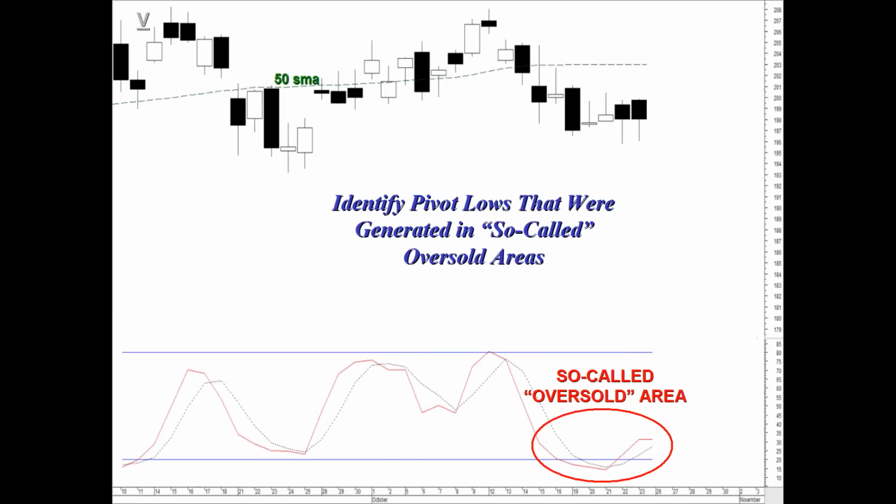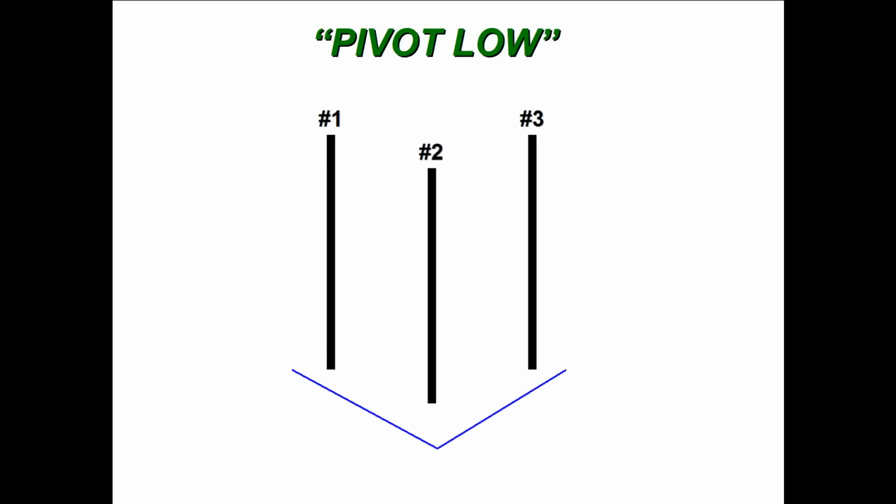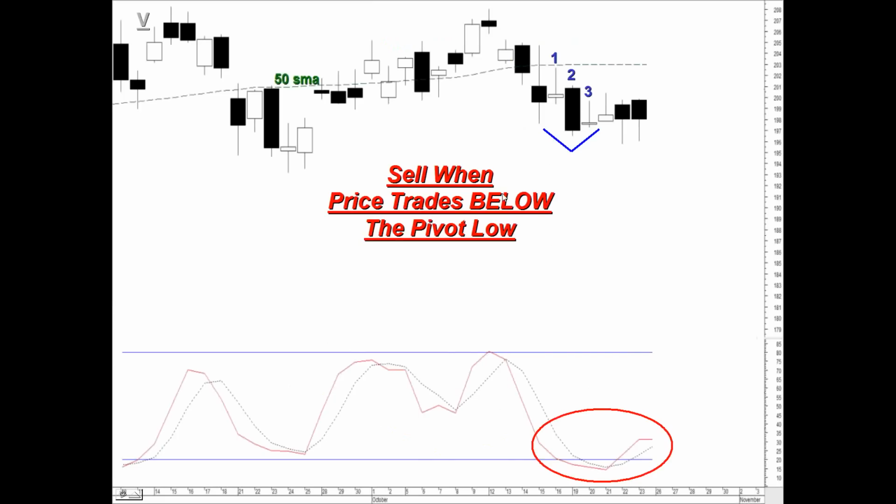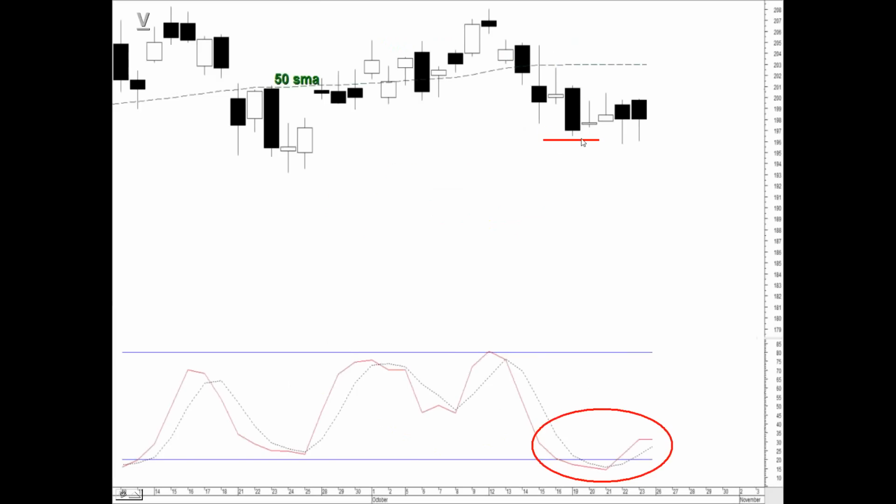Now, a pivot low is the exact opposite of a pivot high. It's a 3-bar pattern where you make a low, followed by a lower low, and then a higher low. And you create this kind of a V approach right here. So we're looking for this 3-bar pattern in the so-called oversold area. So here's the oversold area right here. And here's that 3-bar pattern. We make a low, followed by a lower low, and a higher low. So this means that we can sell when price trades below the pivot low, which is bar 2, right here.